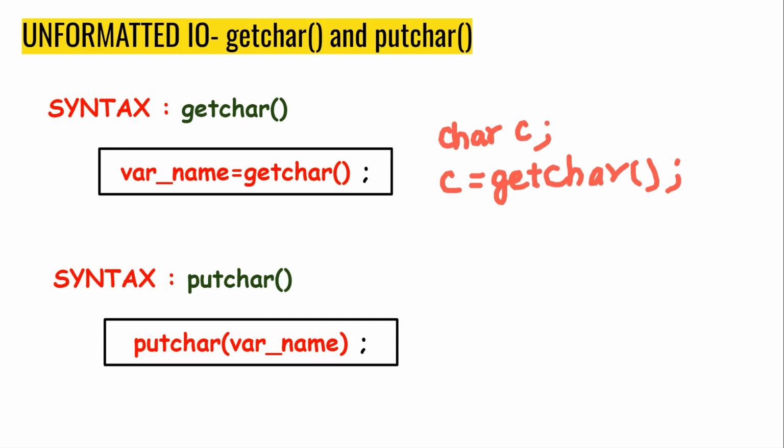So next is the syntax for putchar. This function prints one character on the screen at a time. putchar is used to print one character. So the syntax: putchar(variable name). So whatever character we have read by using getchar can be displayed on the screen by using this putchar function. Say for example, already we have declared a character variable C and we have read one character by using the getchar function. And if you give putchar(C), it will display or print one character to the standard output.